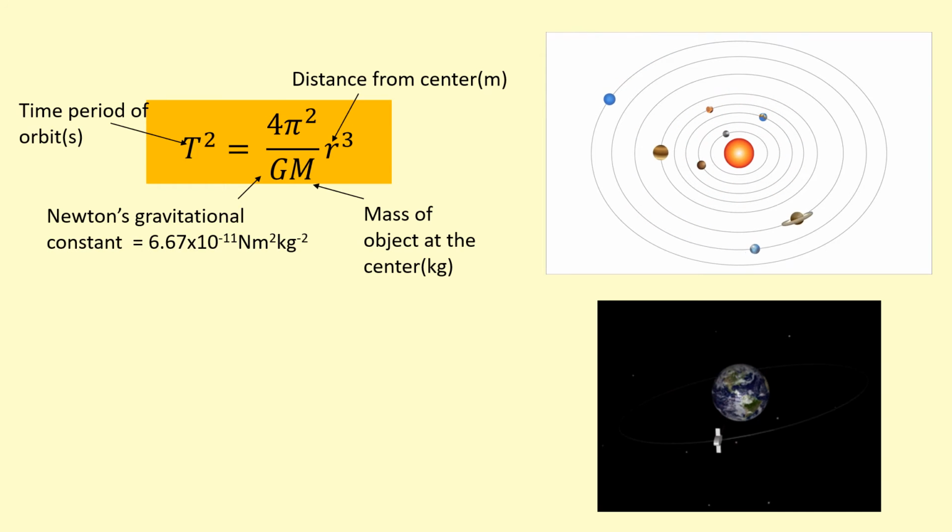It's useful because this number at the front here, 4 pi squared over GM, is going to be a constant for all of those objects. So the capital M here is the mass in the middle. In the case of our solar system, it's going to be the mass of the Sun.